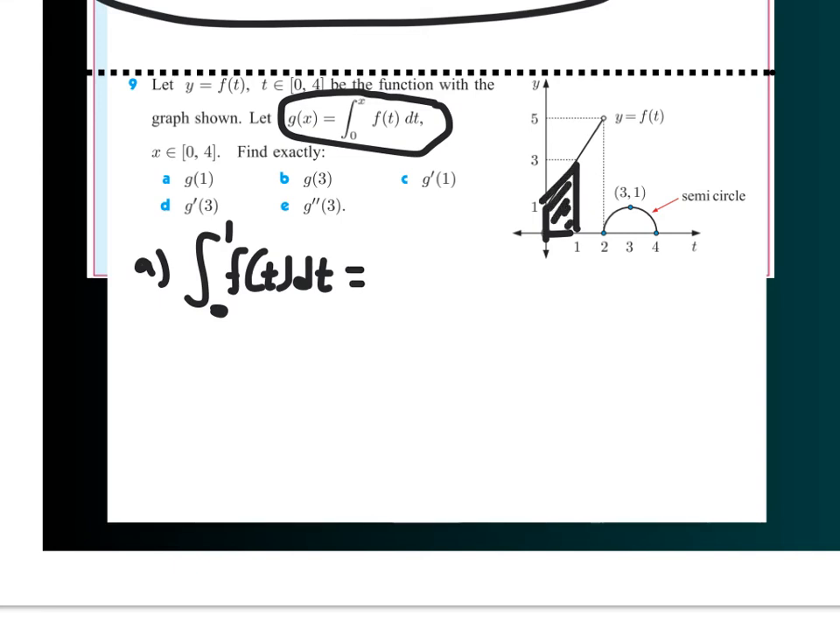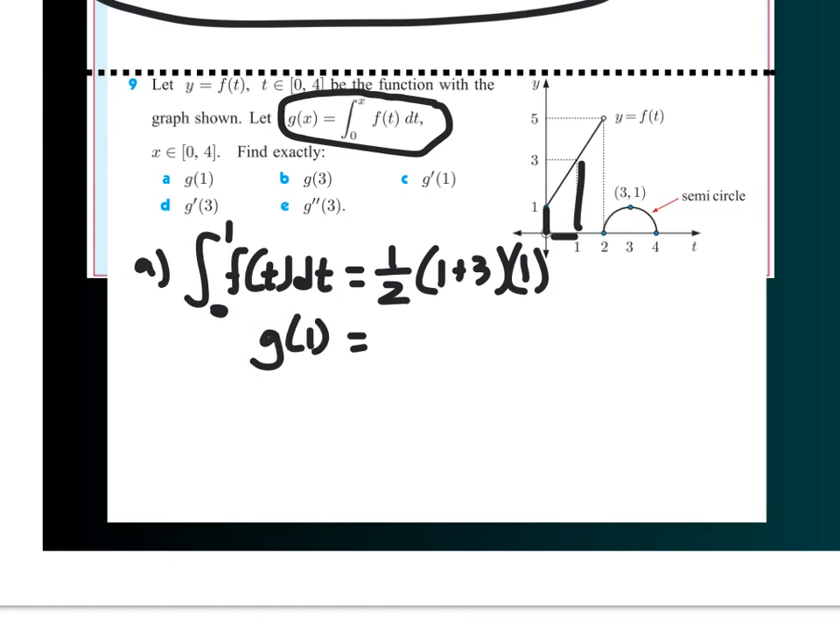Now you just use your geometry skills, which hopefully you haven't totally lost. That would be the area of a trapezoid, which is 1/2 times the sum of the bases times the height. The height is going to be 1, the distance between the two bases, and the two bases are 1 and 3. So it looks like g of 1 equals 2.